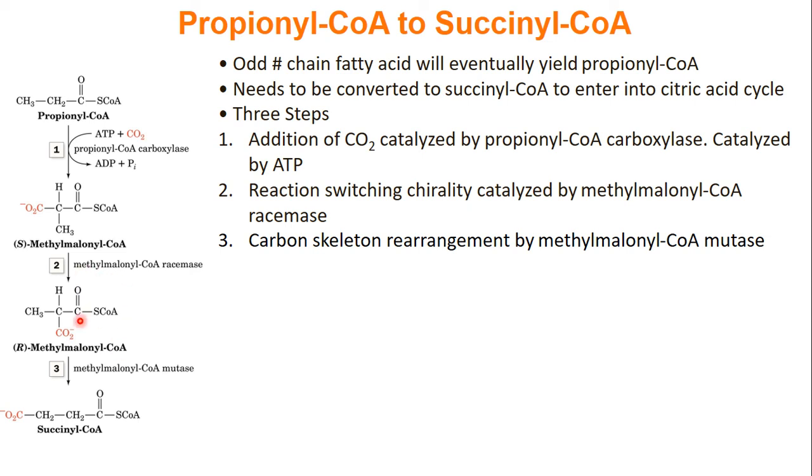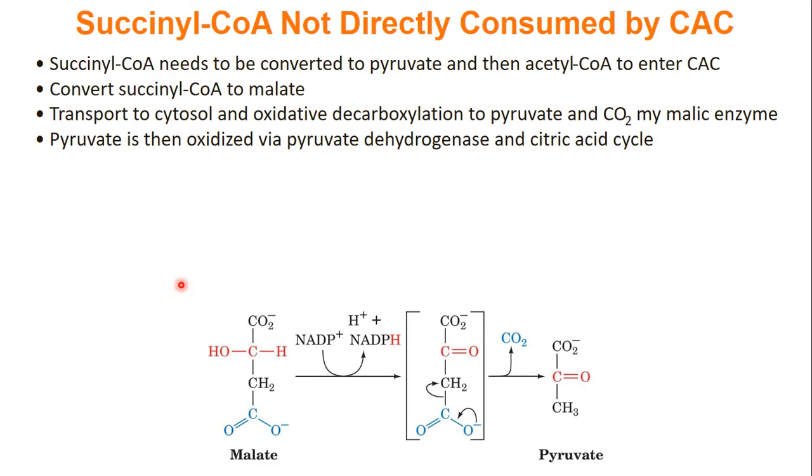From there, we need to rearrange the carbon skeleton again, and a mutase will do that, the methylmalonyl coenzyme A mutase, and there we get succinyl CoA, the citric acid cycle intermediate we all know and love. Now, what's weird, at least weird to me, is that this succinyl coenzyme A that we make isn't actually directly consumed in the citric acid cycle. We need to convert succinyl CoA to pyruvate, then acetyl CoA, then it can enter the citric acid cycle.